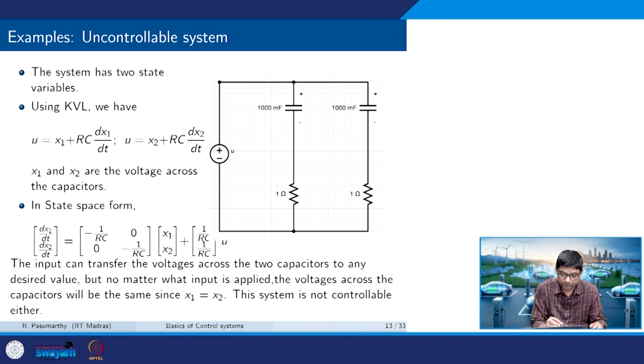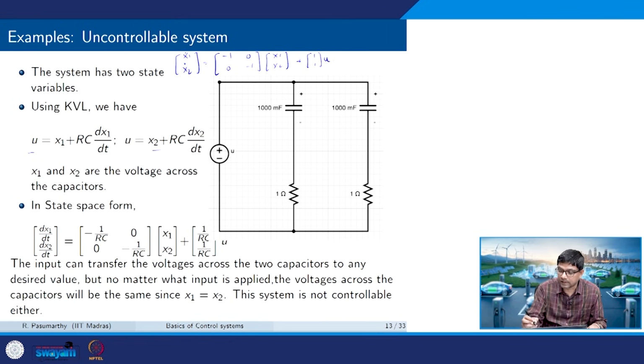I can write down the Kirchhoff's voltage laws. I can write down the system in this form. So I have dx1 by dt, dx2 by dt, with the same elements across a diagonal and an input. Let me do some simple case here. I have x1 dot, x2 dot, and let us say all values are 1. So I have -1, 0, 0, -1, times x1, x2, plus 1, 1 times u.